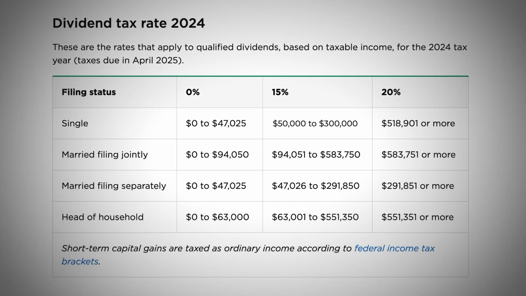Now, qualified dividends are ones paid by US companies or select foreign companies that meet specific IRS requirements, and if they do qualify, they're going to be taxed at the long-term capital gains rate, which is 0, 15, or 20%. Now, it's important to understand that the taxes you're actually charged are going to be based on your taxable income.